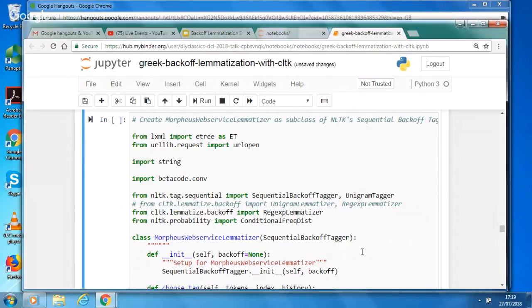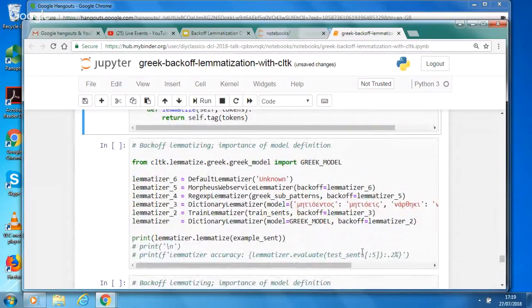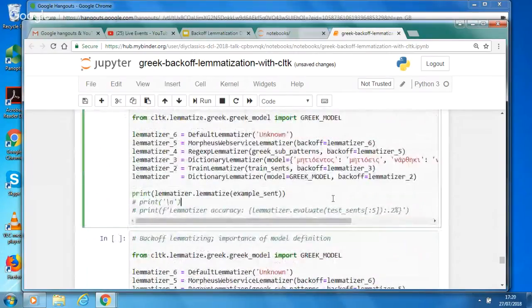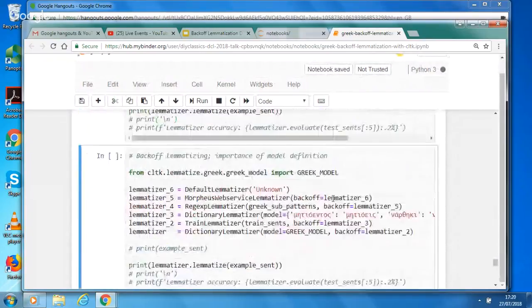Transformations are important. Here, you can look at this code later. This is an example of how we can take an existing lemmatizer like the Morpheus web surface and wrap it so it can be used in the backoff tagger. It's quite a bit of code and we don't need to look at that. But once you build something new, you can put it in the chain wherever you think it will be most useful. And now we have another lemmatizer. I'm not going to evaluate that because it will send thousands and thousands of requests to the Perseus servers that I'd rather not do to them today. So I've commented out that. Run that.